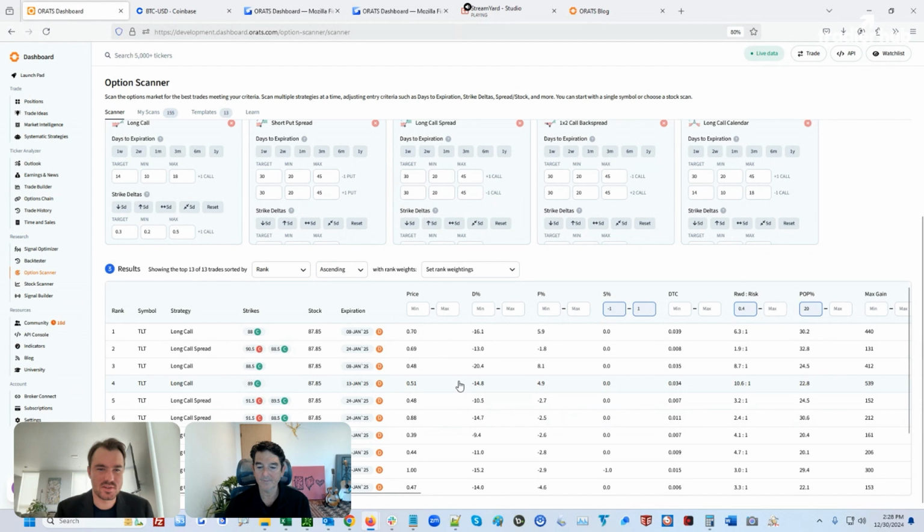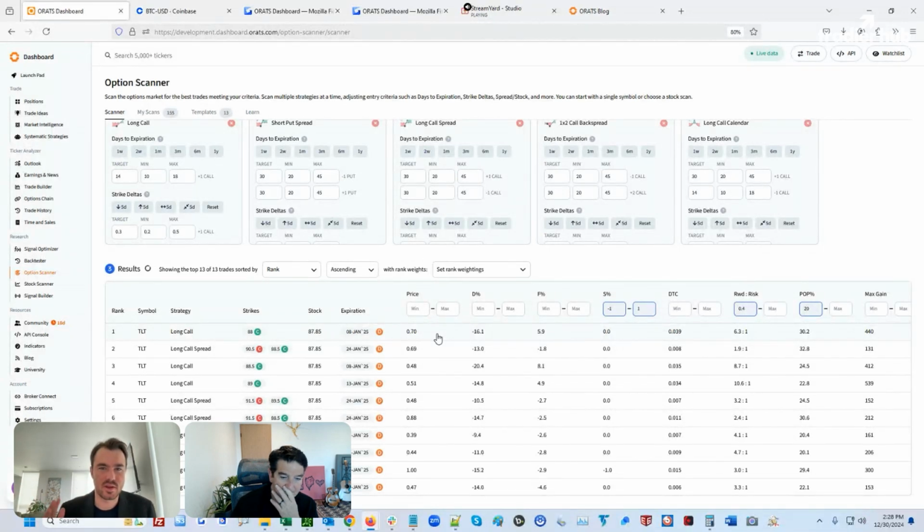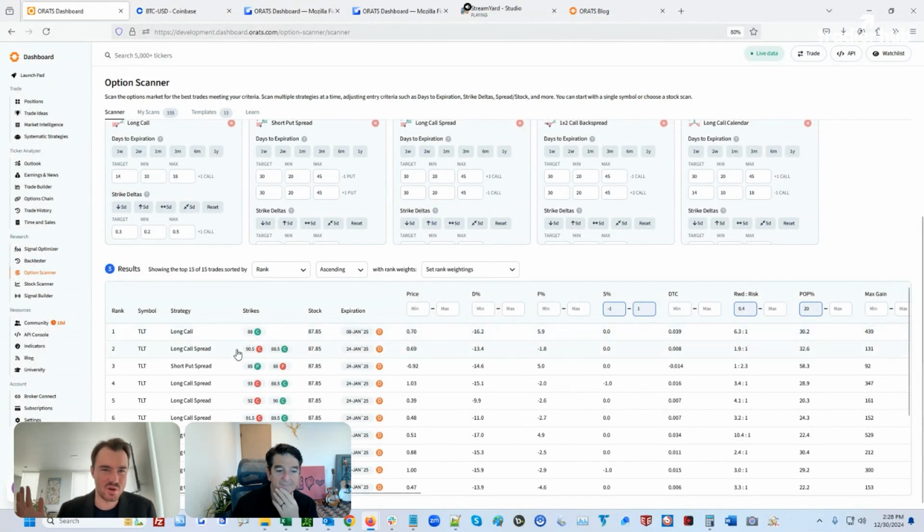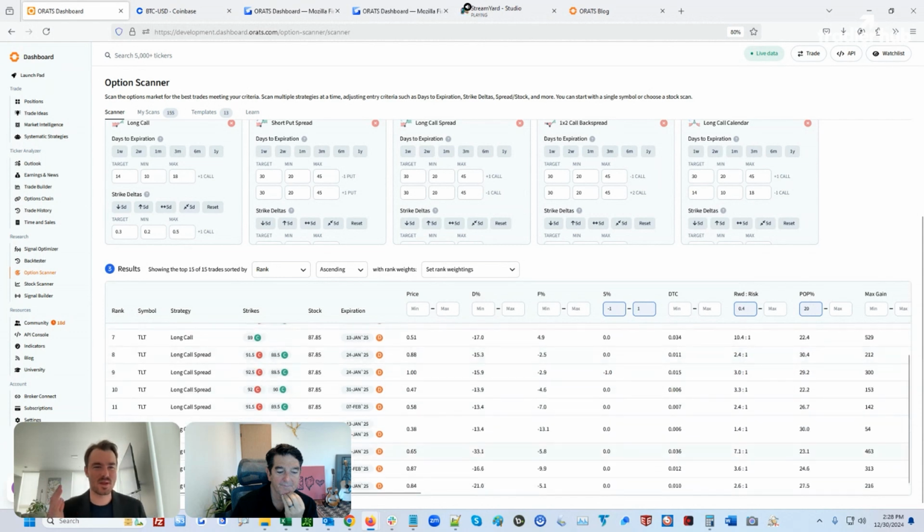boiled all this down to metrics like theoretical values and probability of profit, you can compare wildly different strategies to each other. Like we're comparing a calendar to a back spread to a long call. I mean, that's pretty impressive. Like the ability to rank all these different strategies all in one place and just find the best one. And if you were to do this manually, this would take you hours.